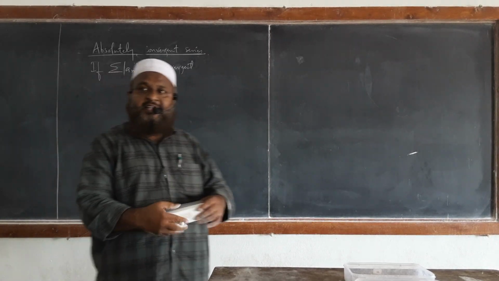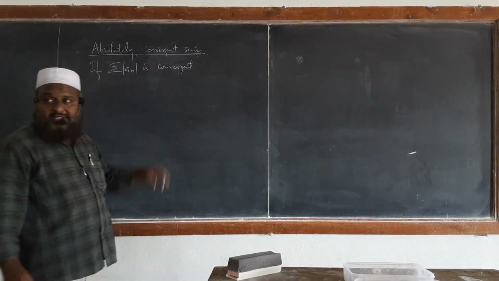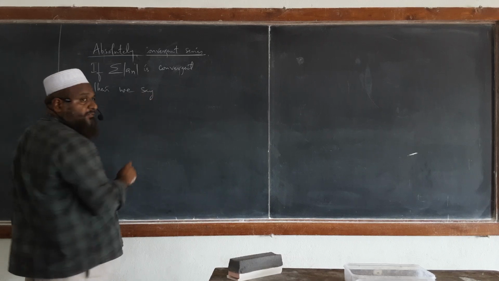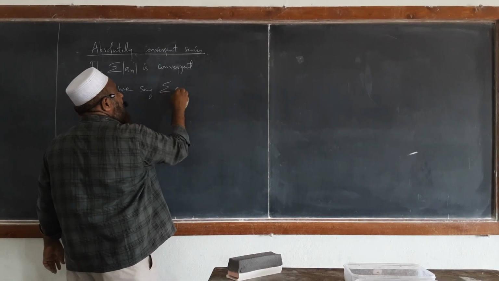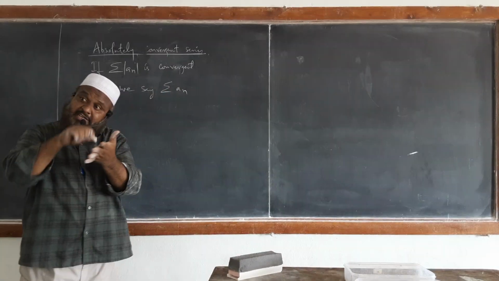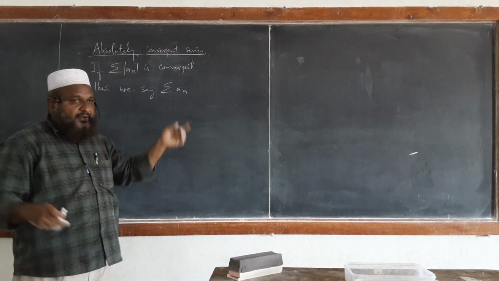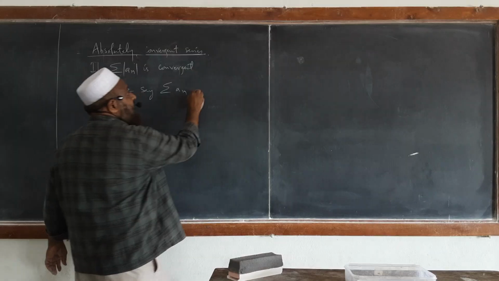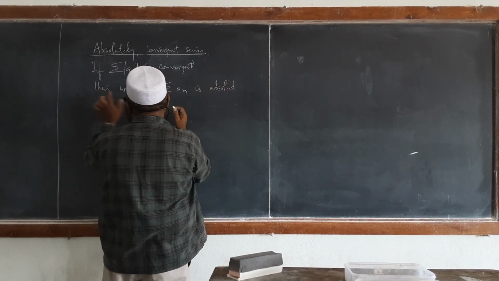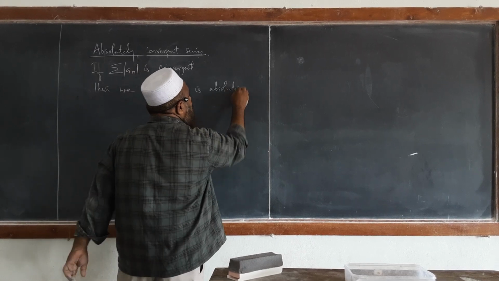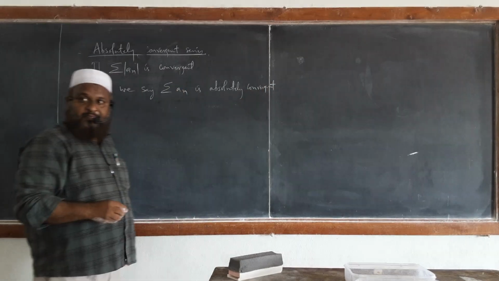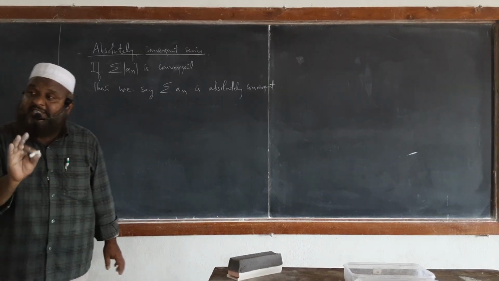If sigma mod an is convergent, then we say sigma an, meaning without mod, whatever an is there. When I write an, I mean (-1)^(n-1) is available. Sigma an is absolutely convergent. Then we say this is absolutely convergent.